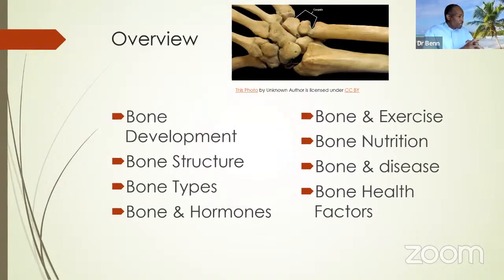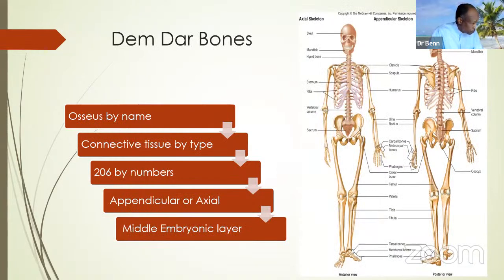Well, overview. Well, look, we're going to look at bone development, bone structure, types of bone, bones and hormones, bones and exercise, bone nutrition, bone and disease, and bone health factors. Those are things we're going to seek to cover in this very brief overview, but hopefully enough significance. So let's look at them bones.